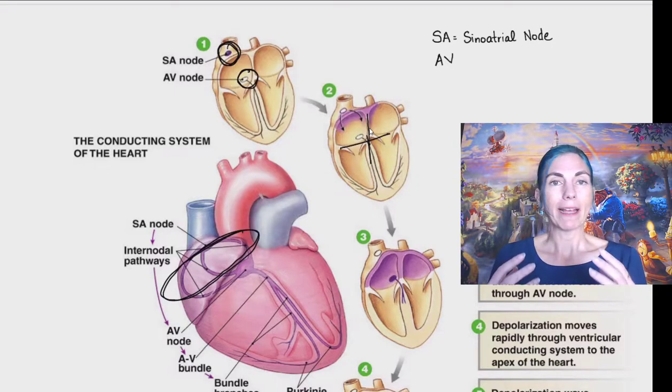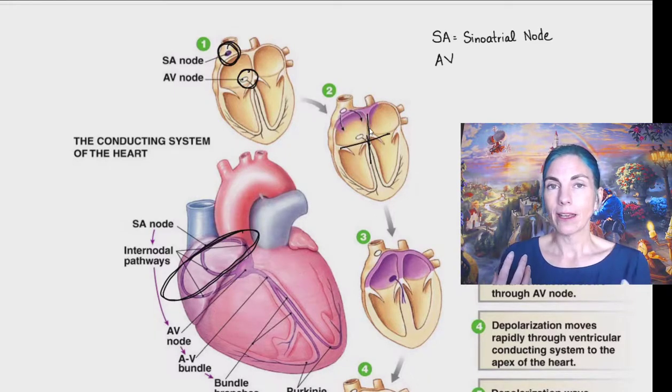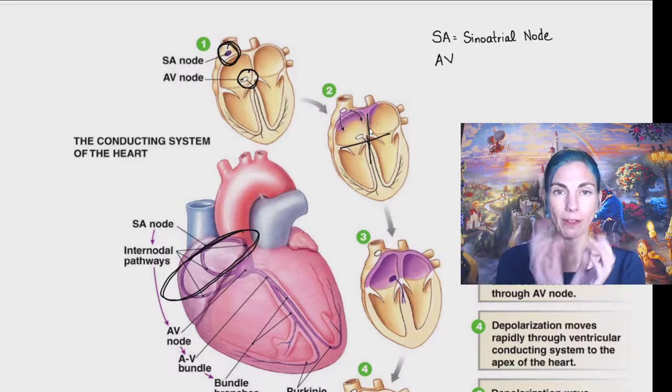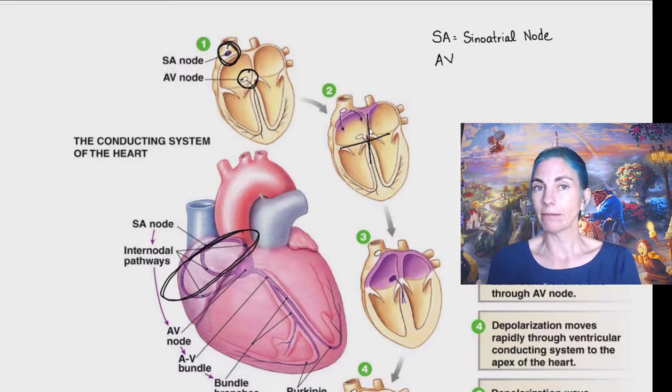So if my sinoatrial node is depolarizing once per second, then my heartbeat is going once per second. In other words, atrial and ventricular contractions once per second, which means that my overall heartbeat or heart rate is going to be 60 beats per minute, right? 1 per second, 60 seconds in a minute, 60 beats per minute.